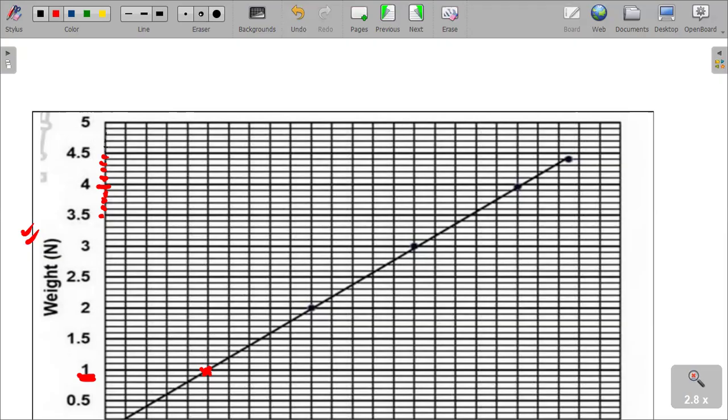So now what we are saying is that 4.4 newtons is given. Looking at 4.4 newtons is not going to be difficult, because 4.4 is this one. This is our 4.4 newtons that is given here.